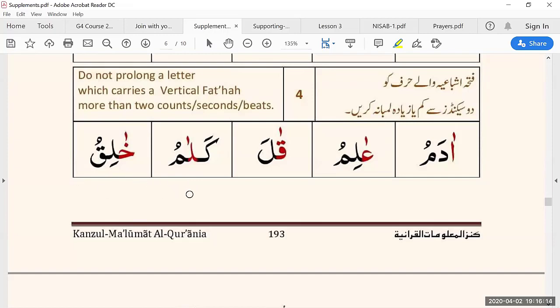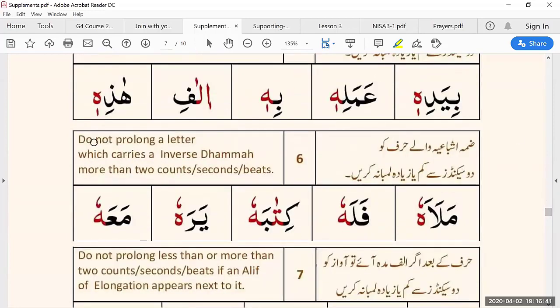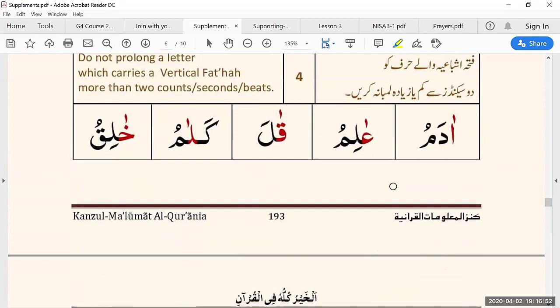Yes. Now we are going to go through common error 4. The rule is to not prolong a letter which carries a vertical fatha more than 2 counts, seconds, or beats. Do not prolong a letter which carries a vertical kasrah more than 2 counts, seconds, or beats. And the same rule applies to Dhamma, Ishbaiya. Do not prolong a letter which carries an inverse Dhamma more than 2 counts, seconds, or beats. Now I would like to ask you to go through these words.